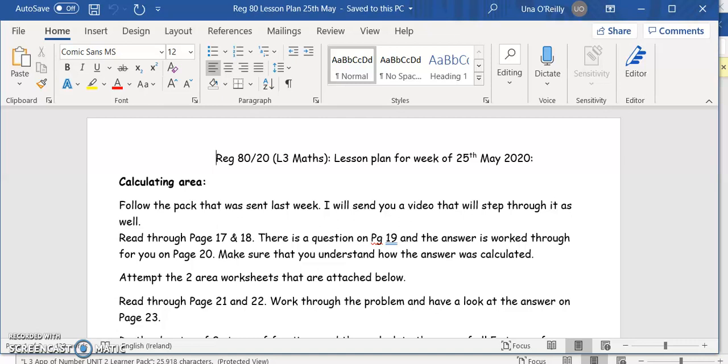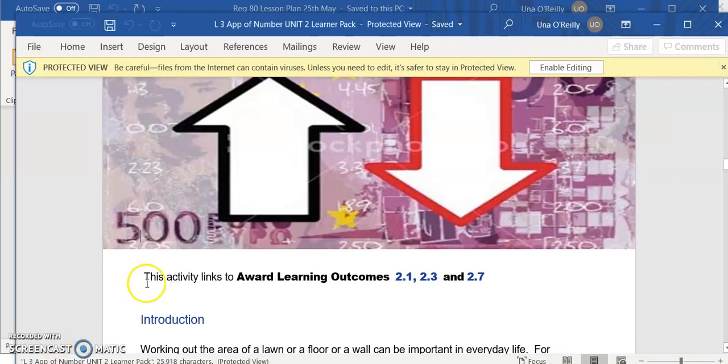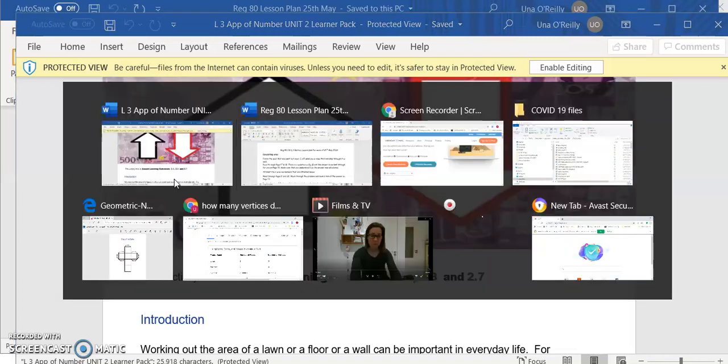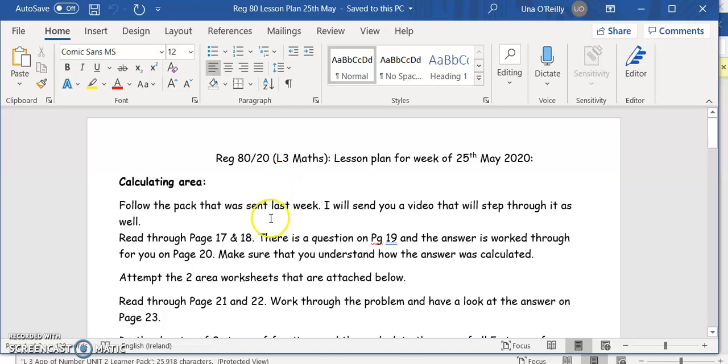I just wanted to walk through the pack that I've sent you out for this week's plan. It uses the document that I sent on last week, the Level 3 Application of Number Unit 2 Learner Pack. You covered pages 1 to 16 of that last week, so this is just following on from that, okay? The lesson plan just says that you need to follow that pack, and I'll send you a video, which is this. That will step through it.